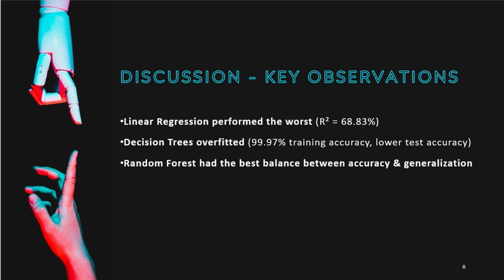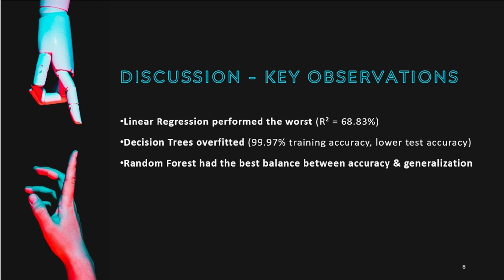Discussion, key observations. There are a few key observations worth mentioning. Linear regression performed the worst with an R-square score of only 68.83%, as this simple model couldn't capture the complexity of the relationships between the car features and the selling price.